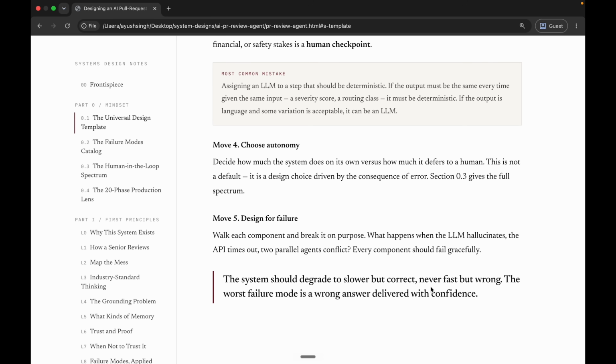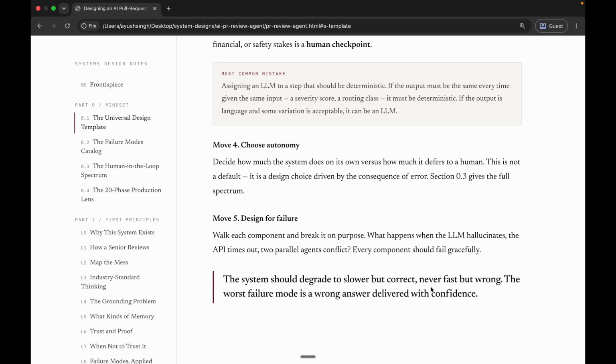So similarly, we'll design the system and go through every component and say, okay, this will break. For example, what happens when your LLM hallucinates? What happens when the API times out? What happens when GitHub API is down, GitHub webhooks are down? What happens if our agents who are giving reviews actually conflict with each other? We'll talk about what parallel agents mean in a bit.